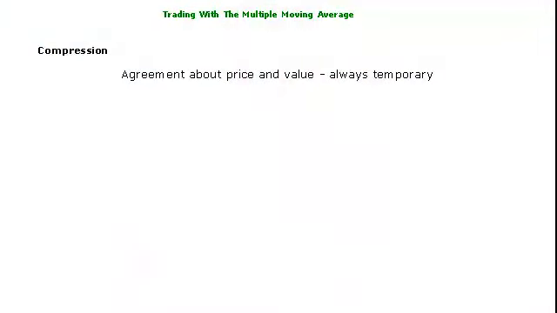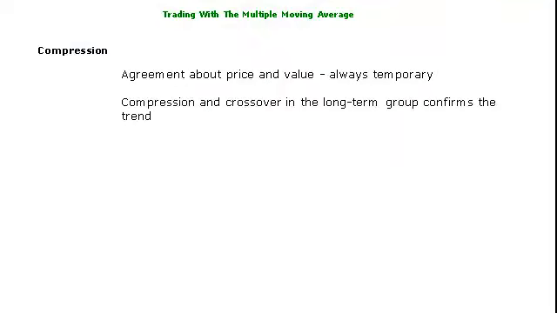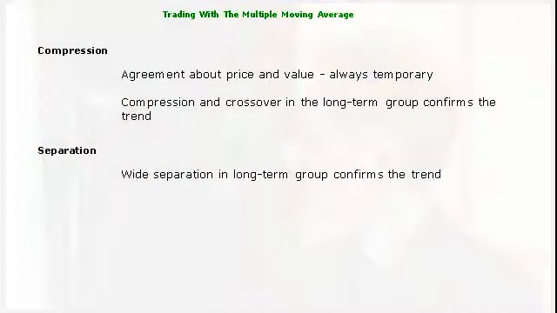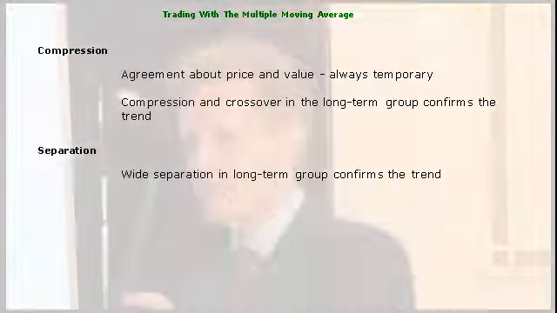Compression. As we were discussing earlier, it's an agreement about price and value, and it's always temporary. The compression and crossover in a long-term group confirms the trend. So what we're looking for is compression and a crossover in the long-term band. Separation. The wider the separation within the groups, the stronger the trend. And if you think about it, it actually makes sense intuitively, because generally if you've got a trend which is starting to go parabolic, the moving averages are starting to spread.